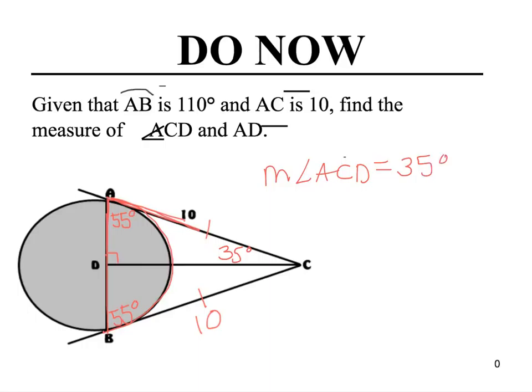and the length of AD, I'm going to find by using trigonometry. We have a right triangle, so why not? So you could either use sine if you're using 35 degrees, or you can use cosine if you're going to use the 55 degrees. I'm going to go with sine. We're looking for the opposite side, and we know that the hypotenuse is 10. Cross multiply.